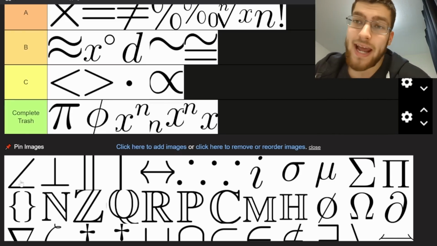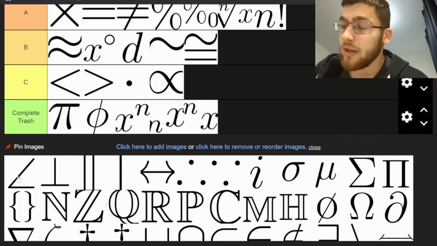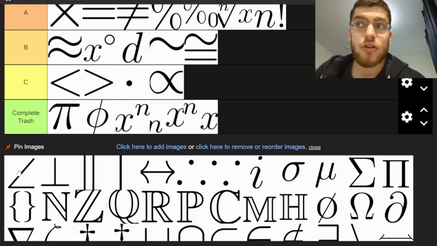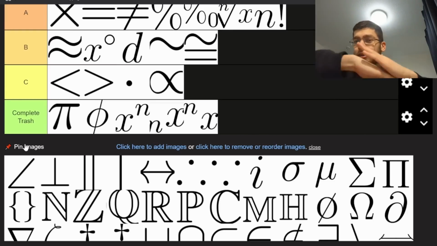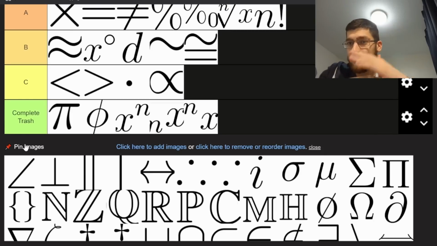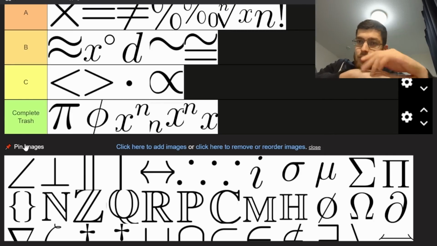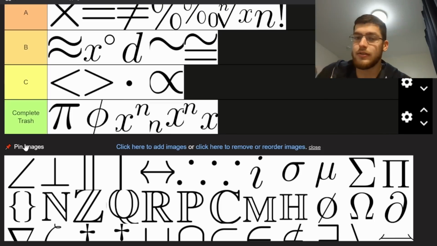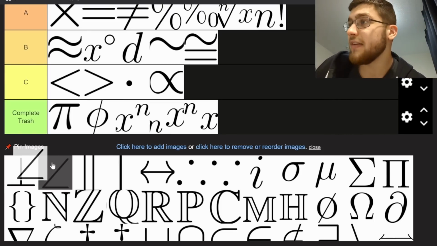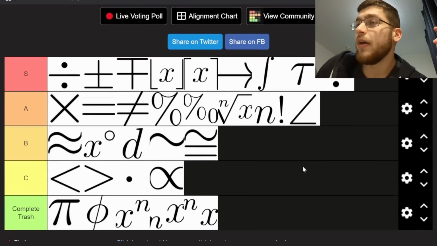Look at it. It looks like an angle. It looks like exactly what it is. If you show that to an alien civilization, they know exactly what you're talking about. You're talking about the ratio between the arc length and the radius, which is the angle. It makes sense. A tier. Solid A tier.